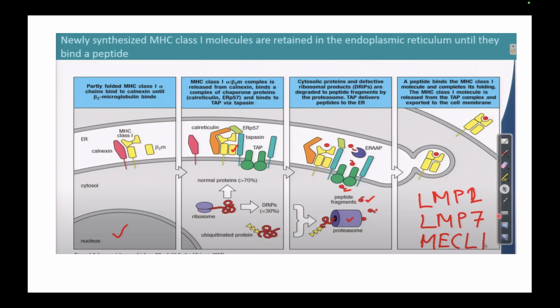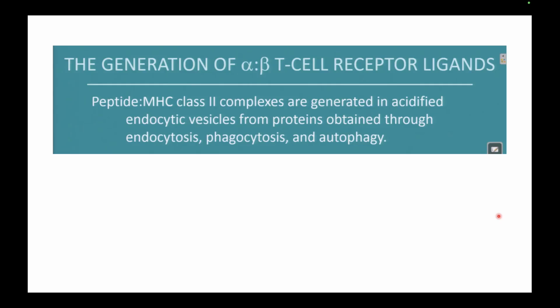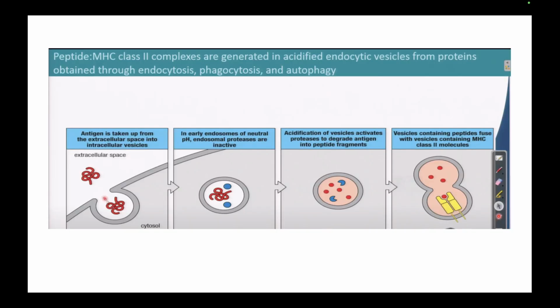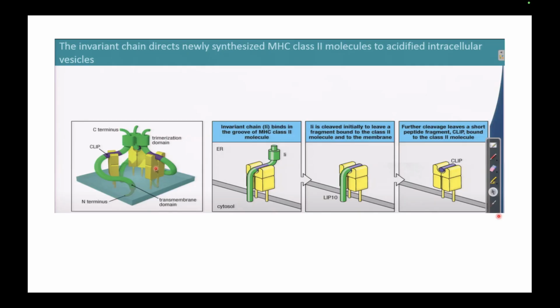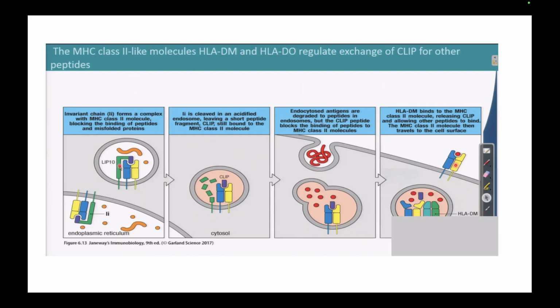This is the one we have also discussed in the class, so I will not discuss the details again. Initially, the invariant chain directs newly synthesized MHC class 2 molecules to acidified intracellular vesicles. Initially it is loaded with a particular molecule called CLIP. Then the CLIP is replaced by the internalized pathogen, and the internalized pathogen is presented on the surface.